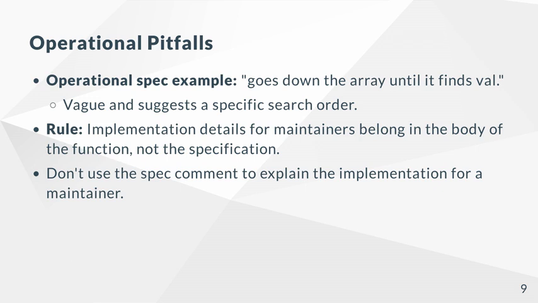Programmers often fall into the trap of writing operational specs because they want to explain their code to a maintainer. However, those details belong in the body of the function, not the specification. For instance, a spec saying a function goes down the array suggests a specific search order that might not have been intended, potentially trapping the implementer into a less efficient algorithm.